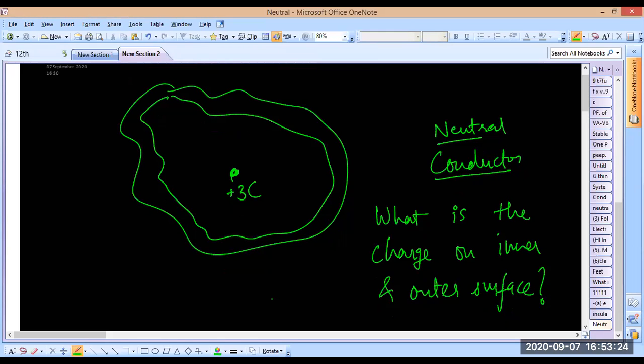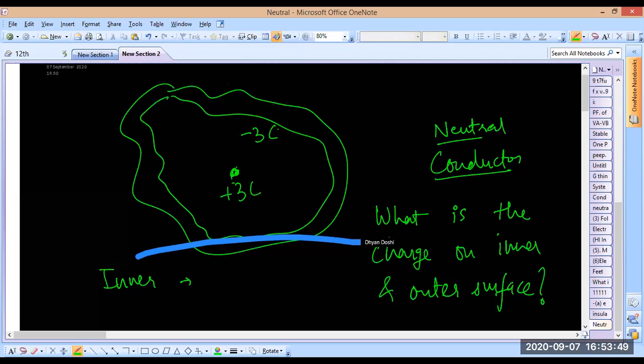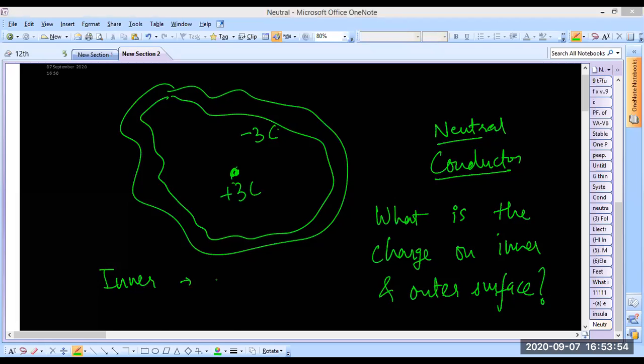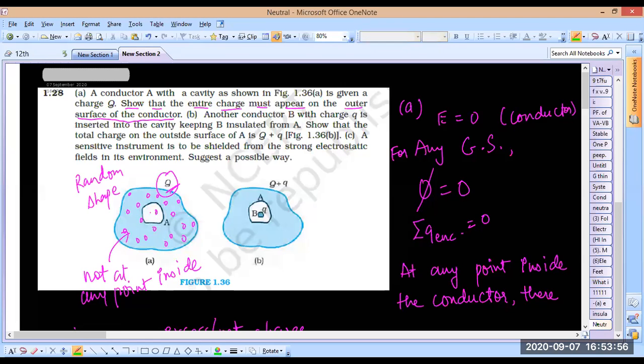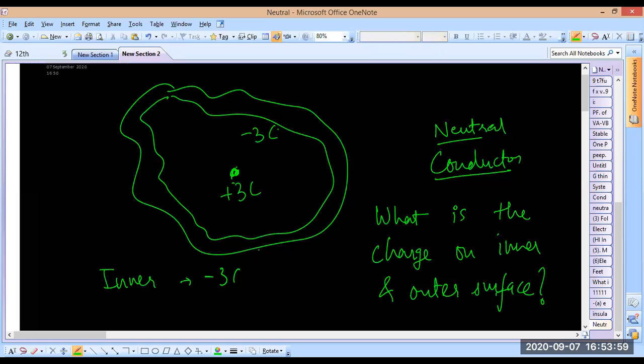Okay, enough of answers. I don't want anything now. See, this is a positive charge. So look at what we derived earlier. If you put Q here, then you get minus Q here, correct? So if I put plus 3 coulomb here, I will obviously get minus 3 coulomb on the inner surface. Take your answer. What happened, Dhyan? Okay, you'll get minus 3 coulomb on the inner surface, all right?